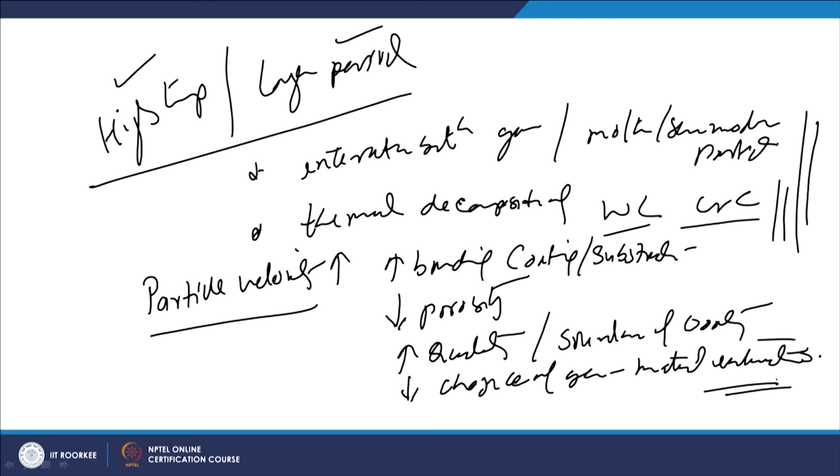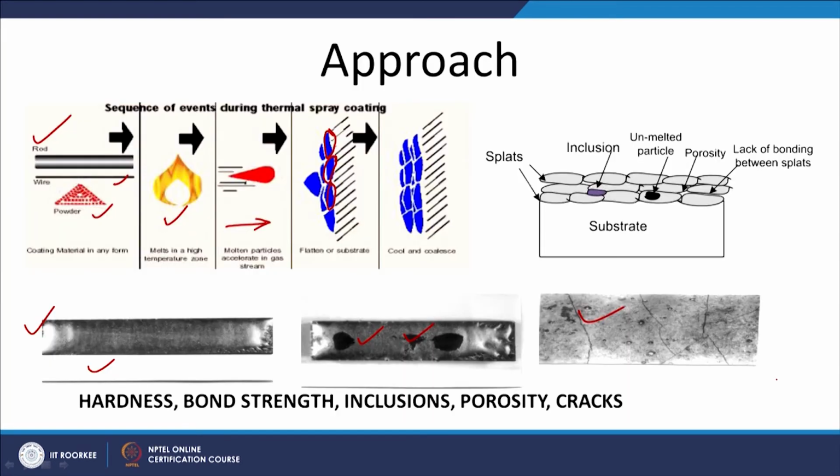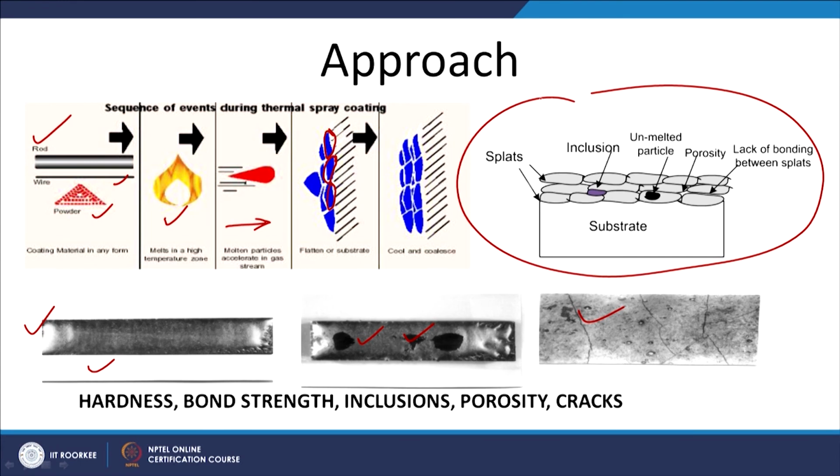So, now we will see the kind of the powder particle velocities which are realized. This diagram basically shows the kind of the defects which can be formed during the thermal spraying. Like this is the substrate. On the substrate, when impingement of the molten or semi-molten particles takes place, splats are formed and then they get deposited on the surface of the coating.